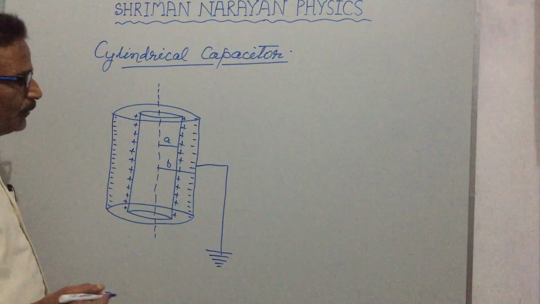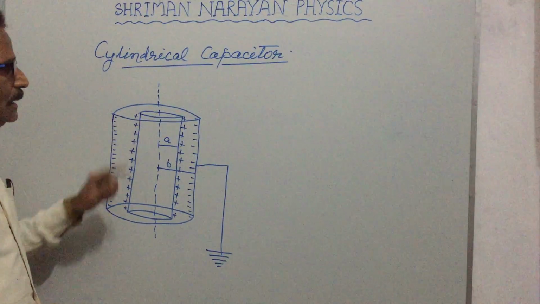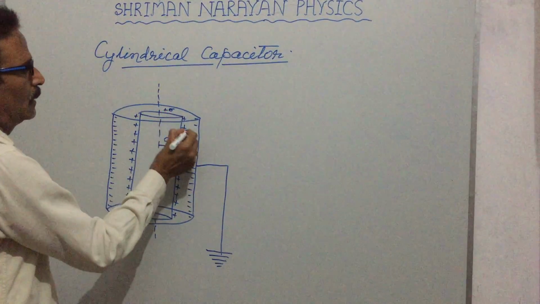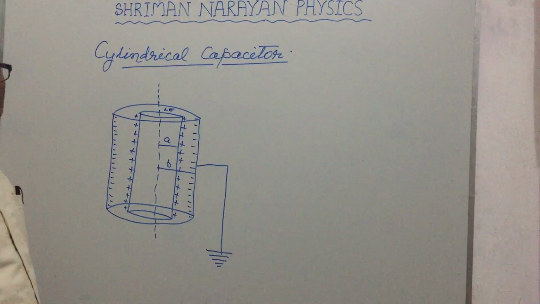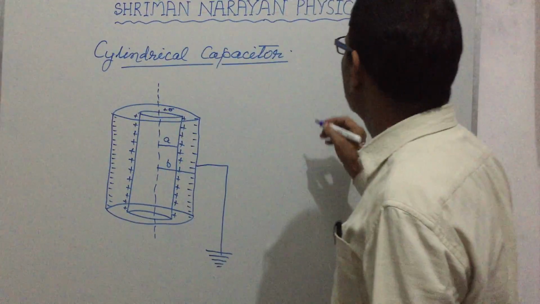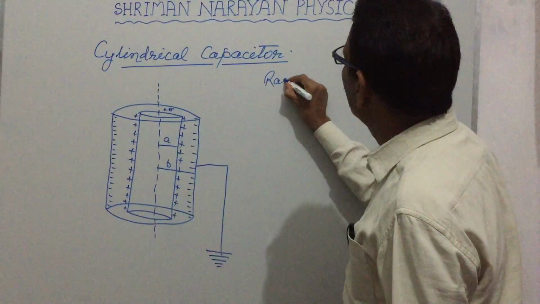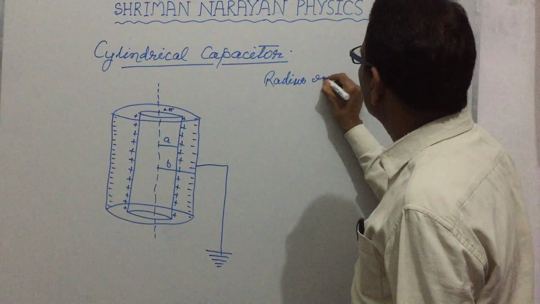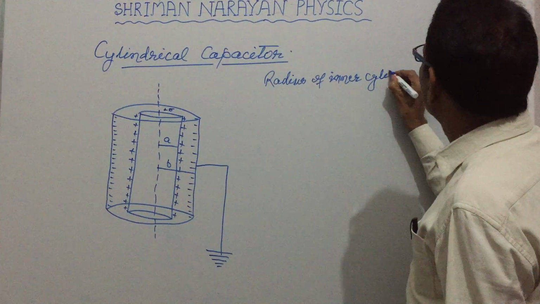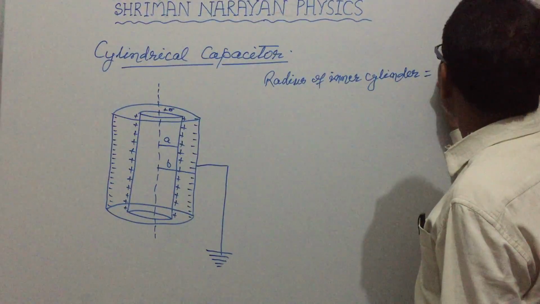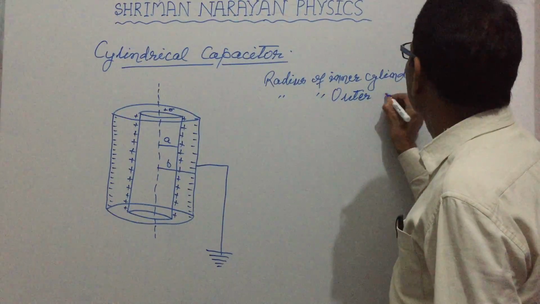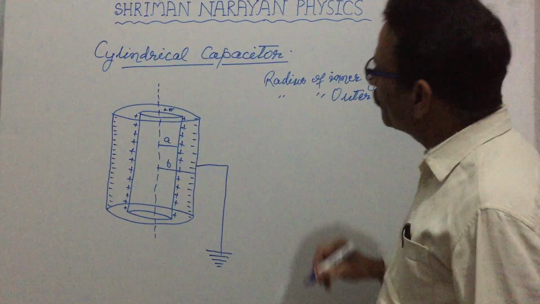Let the surface density of charge for this inner cylinder be plus sigma, and for the outer cylinder it is minus sigma. Also consider that the radius of the inner cylinder is a small a, and the radius of the outer cylinder, let it be b.